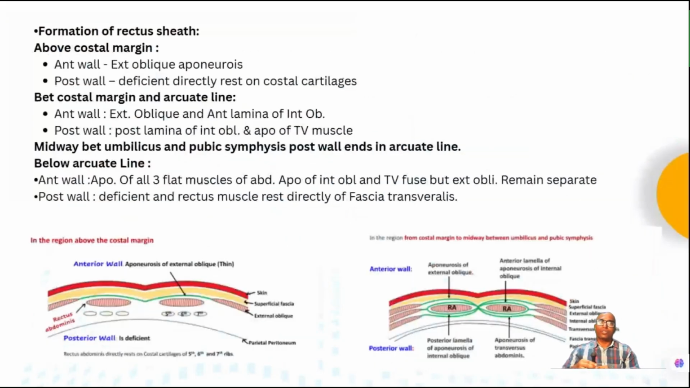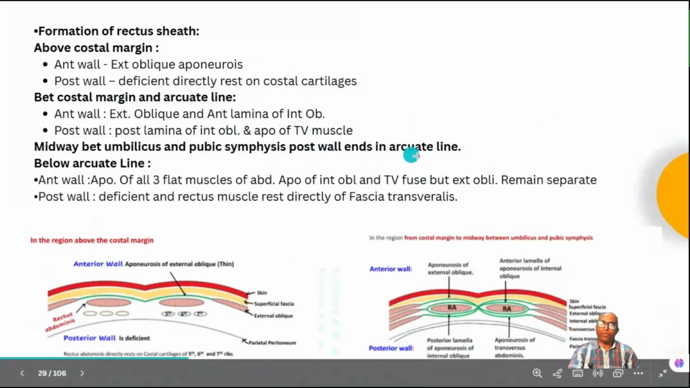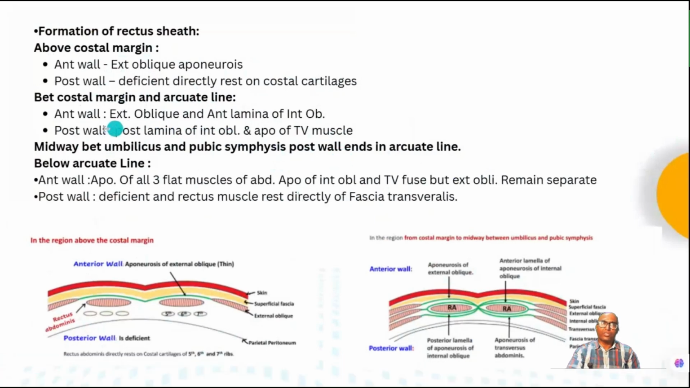Okay, so this formation of the rectus sheath, the same thing is explained here. Above the costal margin, anterior wall is made up of only external oblique aponeurosis. Posterior wall is deficient and directly rests on the costal cartilage. Between the costal margin and arcuate line, anterior wall is external oblique and anterior lamina of the internal oblique. Posterior wall is formed by the posterior lamina of the internal oblique and aponeurosis of the transversus abdominis muscle. And midway between the umbilicus and pubic symphysis, the posterior wall ends in the arcuate line. Okay, so this posterior wall ends in the arcuate line.